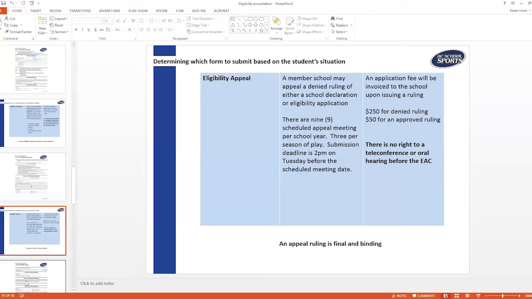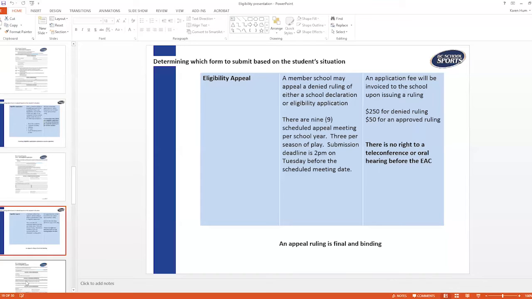Also, just like the eligibility application, the application fees are going to be invoiced to the school. It's the responsibility of the school. The fee doesn't need to be sent to us at the time of application. Once the ruling has been made, we will send you an invoice for the appeal ruling fee. There's 2 different possible fees. So if it's denied, it's going to be $250. If it's approved, it's going to be $50.